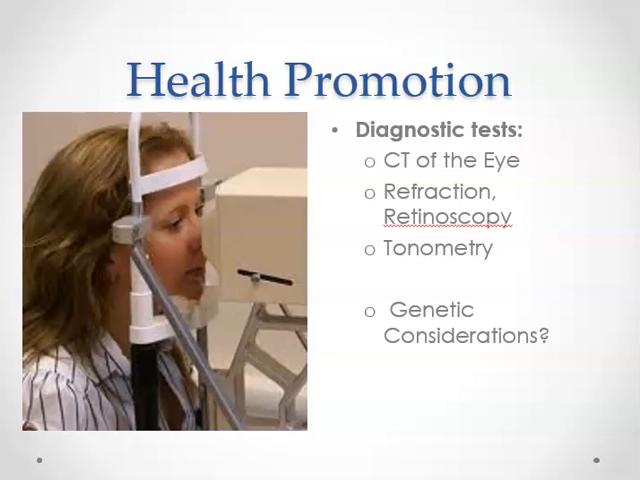Refraction retinoscopy. For that, they're going to be measuring the refractive error. If you've had an eye exam, you might notice that the doctor is asking you which one of the images looks better, one or two. That's what they're looking at. And lastly, tonometry. That's going to measure intraocular pressure, and normal IOP is going to be between 18 and 22.